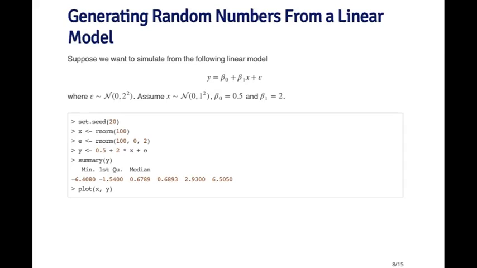I generate x, the predictor, which has a standard normal distribution. I generate epsilon, which is going to have a normal distribution with mean 0 and standard deviation 2. And then I add them all together after multiplying by the regression coefficients to generate my y. From the summary here, you can see that y has roughly a mean of 0.68, and it ranges from about -6 to +6.